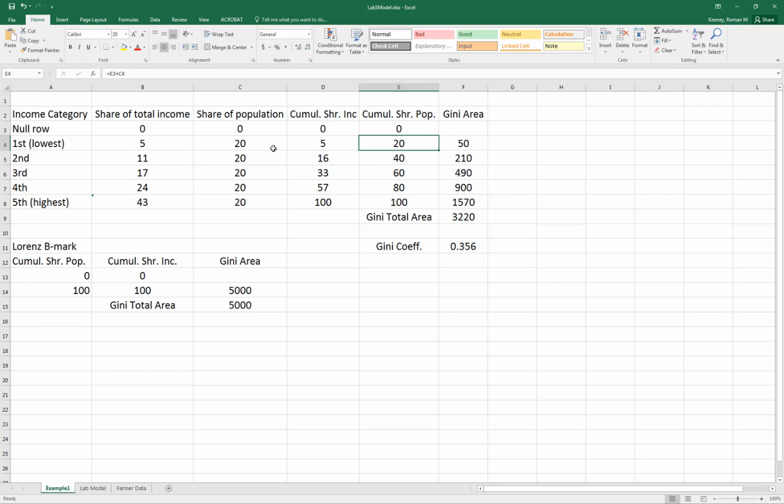And then of course over here, if you're adding 20% each time, then it's 20, 40, 60, 80, and you can see it's the same exact formula, so it's just referencing different rows. And then for the Gini area, we don't need an area for the first one, but we need 1, 2, 3, 4, 5 areas between 6 categories.